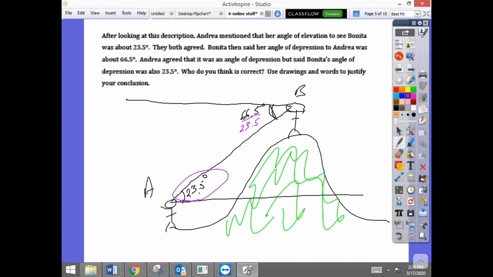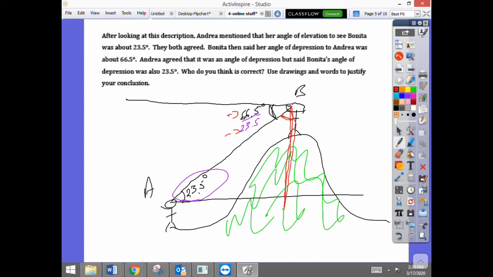When looking at Bonita up here, there kind of is two different angles. If I were to draw a line straight down, we kind of have two angles right here. I'll tell you right now, one of them is 23.5 and one of them is 66.5. Which one is which? Take a minute, think about that. If you need to pause the video, think about that for a minute. Which one is which?